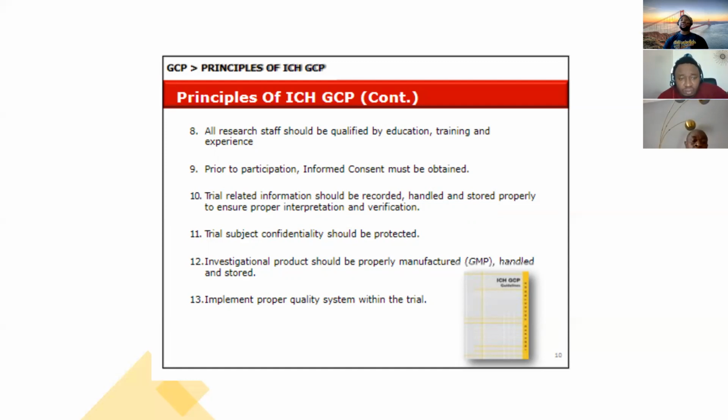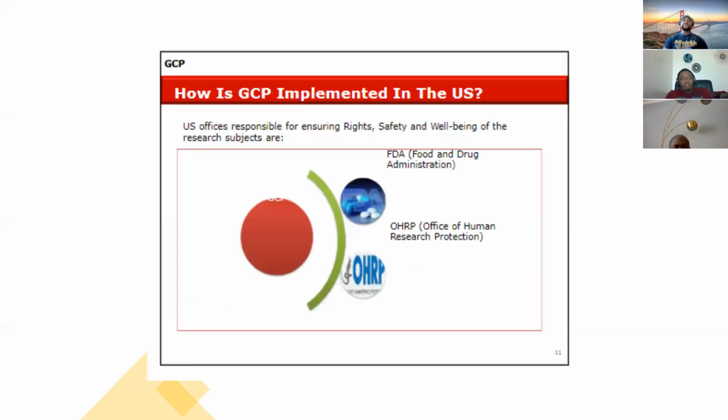Investigational products should be properly manufactured using good manufacturing practice, handled properly, and stored properly. Implement a proper quality system within the trial. And with a proper quality system, we're thinking about quality assurance programs within the trial that's being conducted.